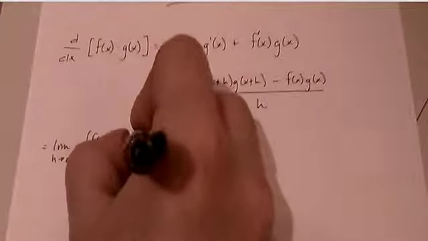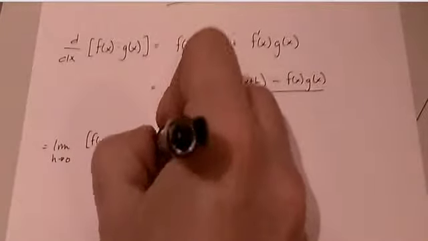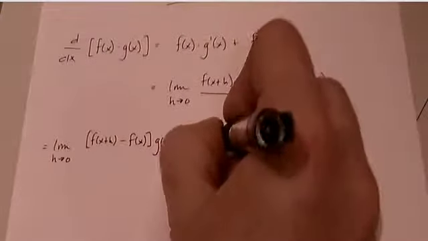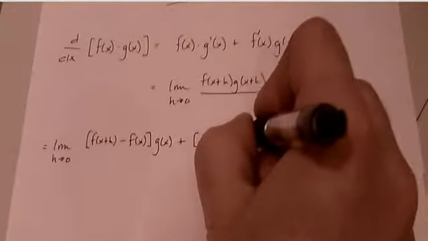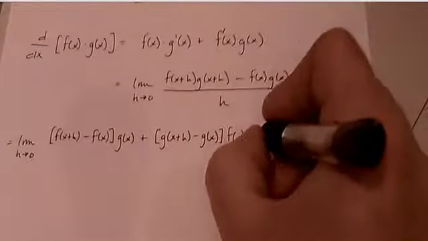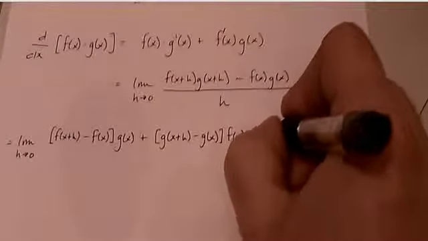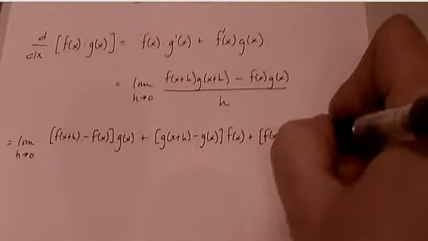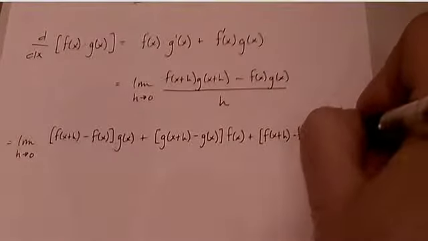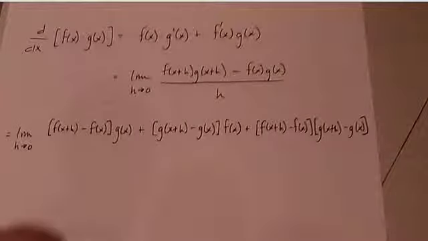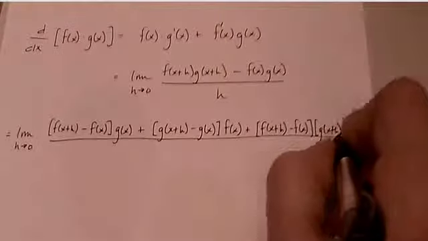So, f of x plus h minus f of x, times g of x, plus g of x plus h minus g of x, times f of x, plus f of x plus h minus f of x, times g of x plus h minus g of x. Whew. Okay, all of that over h.